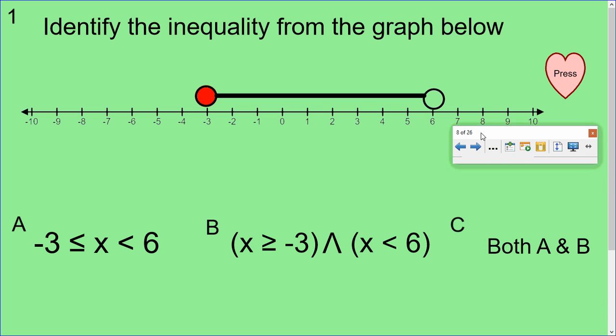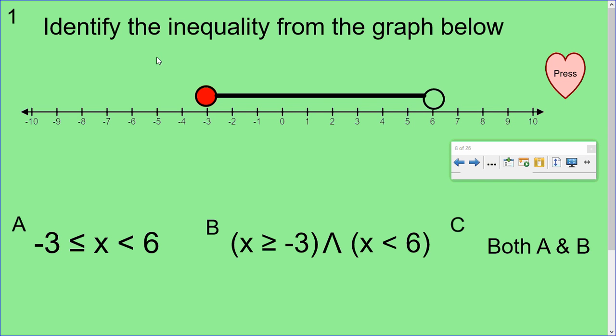So here's a question. Let's see if we can get it right. Identify the inequality from the graph below. So here I notice we have a colored in circle, so that means we have an equal sign. And here we have an open circle, that means we have no equal sign. So I'm going to look at this. There's no equal sign on the 6, good. And there's a colored in circle, so that means there's an equal sign. It starts at -3, x is in between, so A is good.